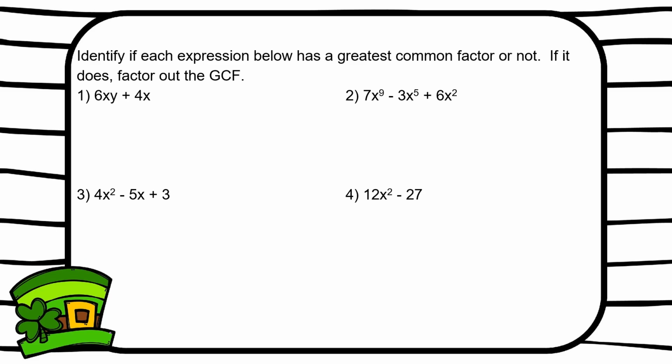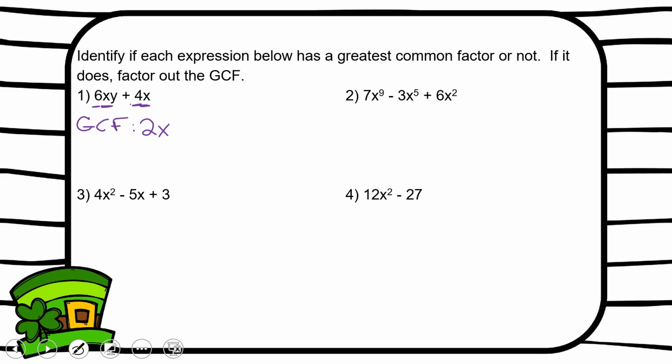So for number one, I'm going to start with the number pieces, 6 and 4. Are those divisible by something? Well, both of those are divisible by 2. And that's the biggest number that divides both 6 and 4. Then I'm going to move on to variables. Well, they both have an x, so then the GCF is 2x. But with y, only the 6xy has a y piece and not 4x, so that's not part of the GCF.